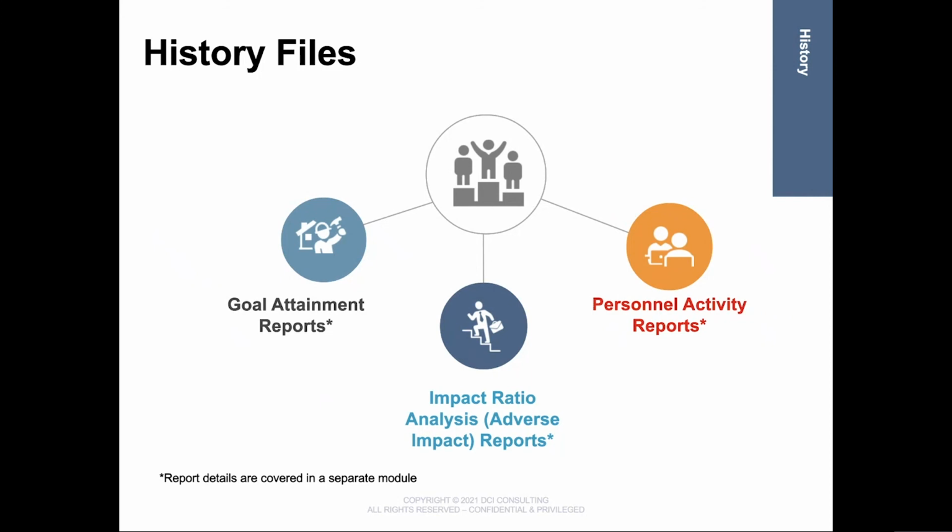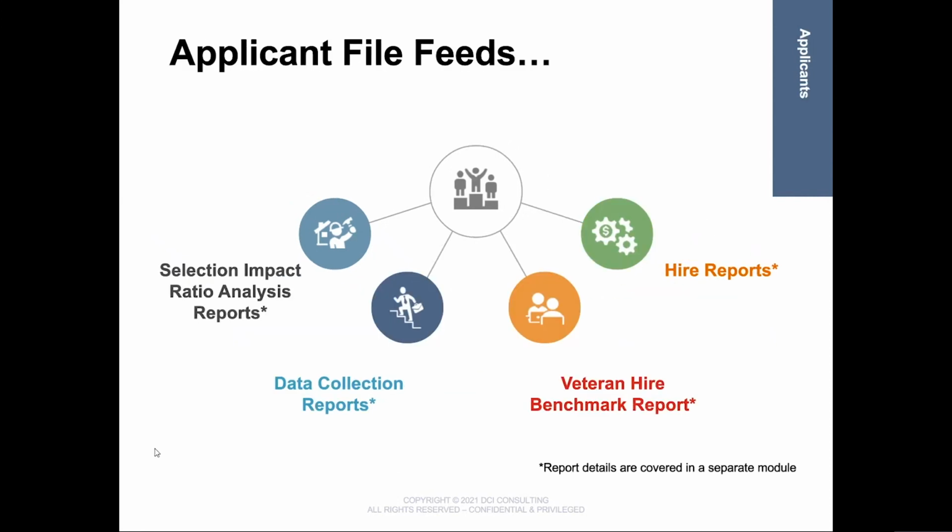That adverse impact analysis we talked about, it's going to be calculating those from your history files. And then your personnel activity reports. Those are reports that would tell the OFCCP we hired this many people or we terminated this many people. So it's those types of activity reports that are generated from those history files. Your applicant file.